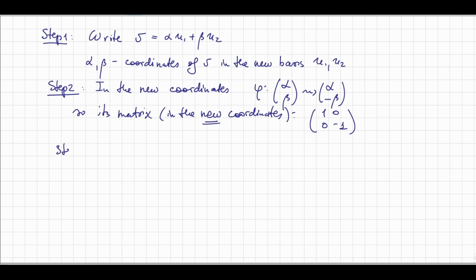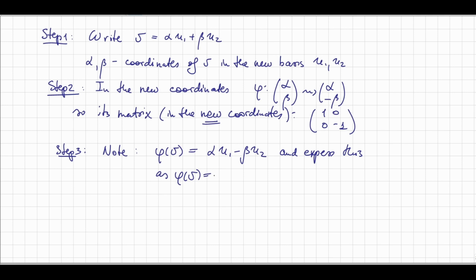And as a last step, we need to interpret this in our coordinates with respect to the old basis. So as a last step, we will note that reflection of v is equal to alpha u1 minus beta u2. This is because of the linearity. If v is alpha u1 plus beta u2, then phi of v is alpha u1 minus beta u2, because we change the sign of the second vector. And express this as phi of v is equal to Av.